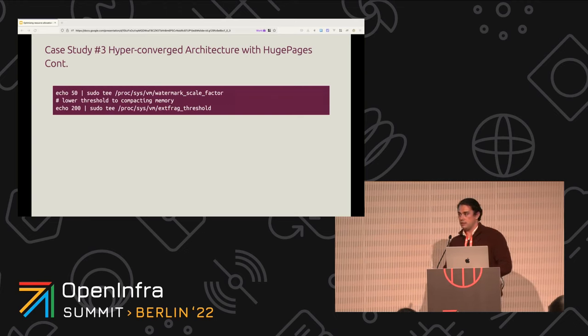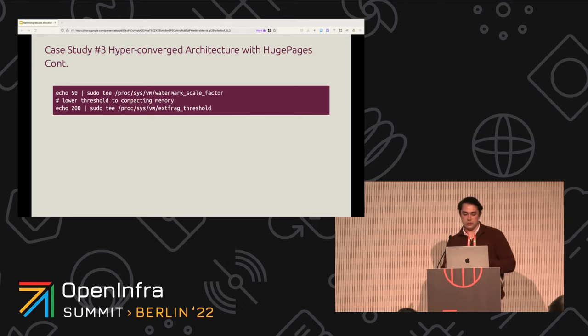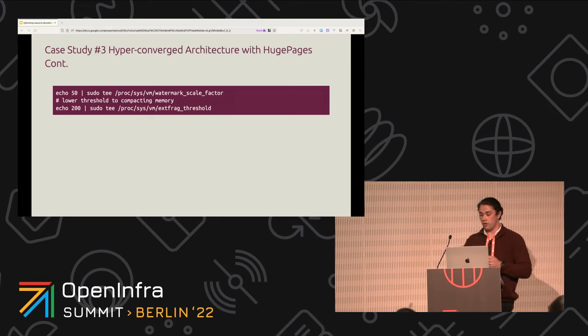In the case study in particular, despite the mismatch, there was still evidence that compaction thresholds were not being reached before seeing page allocation failures. So to address this, we implemented the following tunings. We lifted watermark scale factor and we lowered extfrag threshold, which reduced the index of memory fragmentation, which is the point at which compaction is triggered.